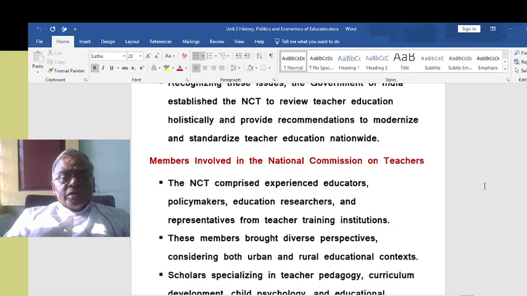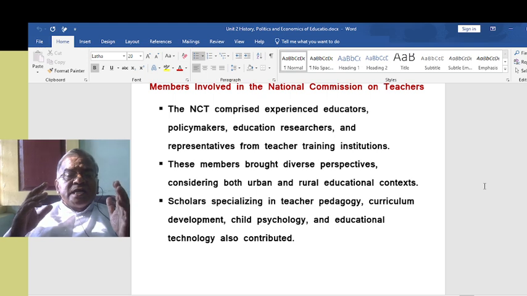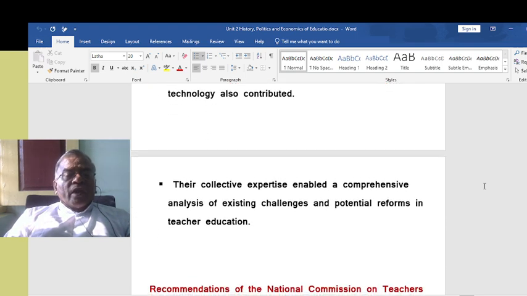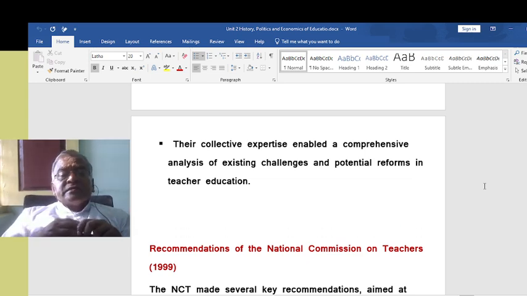Who are the members involved in the National Commission on Teachers? The NCT comprised experienced educators, policymakers, education researchers and representatives from teacher training institutions. These members brought diverse perspectives, considering both urban and rural educational contexts. Scholars specializing in teacher pedagogy, curriculum development, child psychology and educational technology also contributed. Their collective expertise enabled a comprehensive analysis of existing challenges and potential reforms in teacher education.